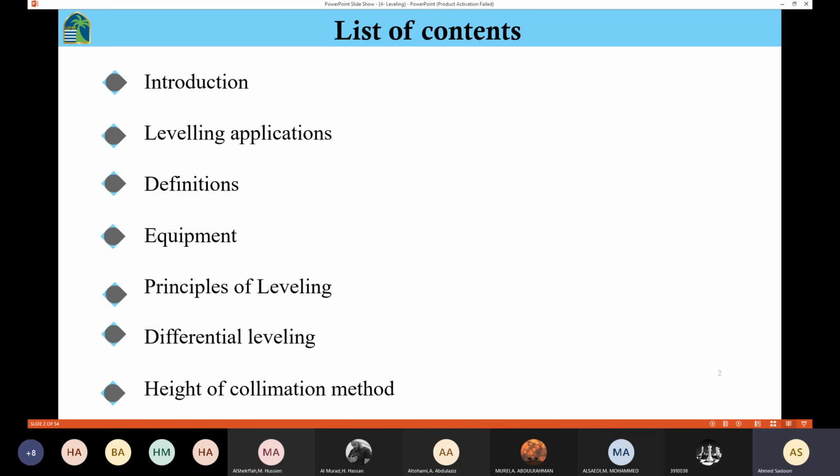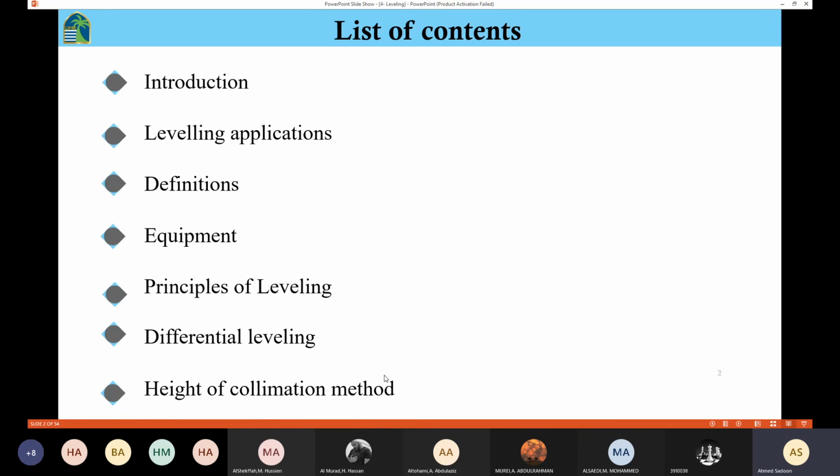But before that, in this lecture, I'm going to give you an introduction about leveling, what it means, and the applications for leveling. Then we are going to introduce very important definitions you should know. Then we will talk about the equipment that should be used in order to perform leveling. Then we will talk about the principles of leveling, and also discuss so-called differential leveling. And finally, we are going to talk about the height of collimation method.